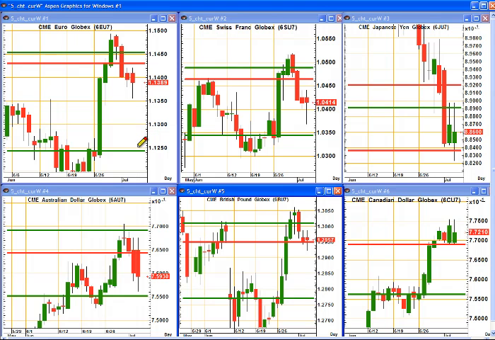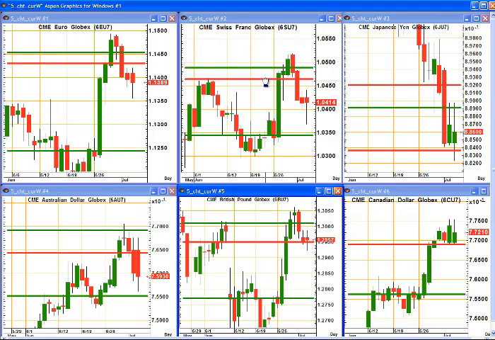Each 0.0001 movement in this currency represents $12.50. That is the value of one tick. The difference here between that bearish and bullish level in that market was 165 ticks, or $2,062.50. That's how that's calculated.